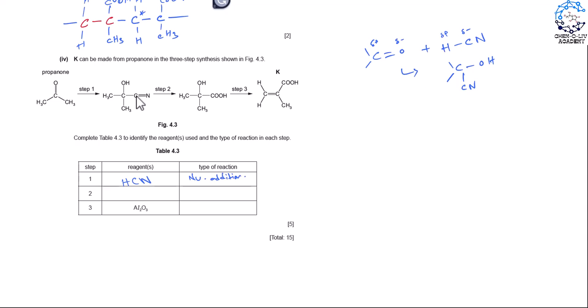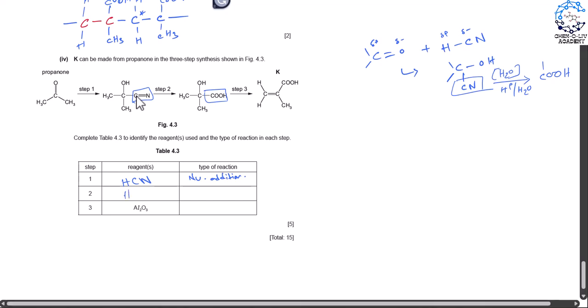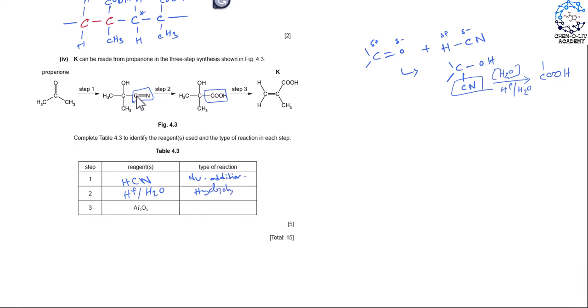Step number 2, I can see CN is being converted to COOH. So how can CN be converted to COOH? If you do the hydrolysis of CN. So what will be the reagent? H plus and H2O. If you do the hydrolysis, CN will become COOH, and the rest will remain the same. This reaction is only going to happen to the CN group. So your reagent is H plus and H2O, and it's a hydrolysis reaction.